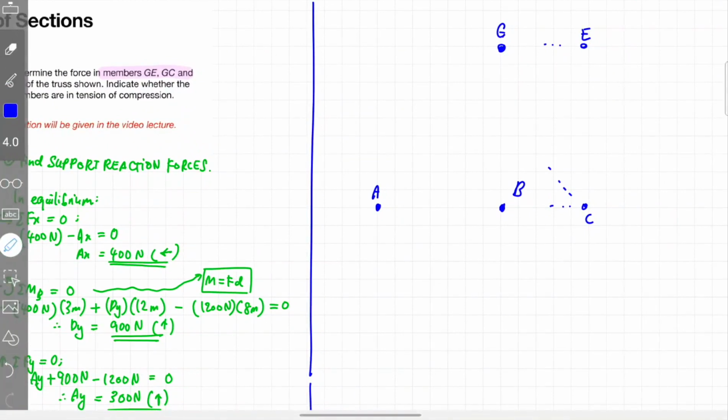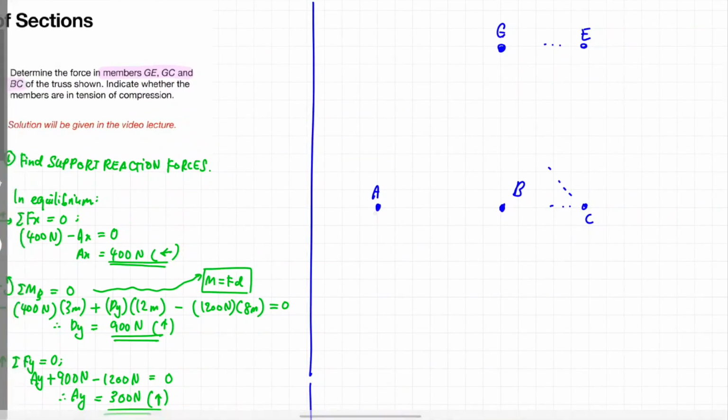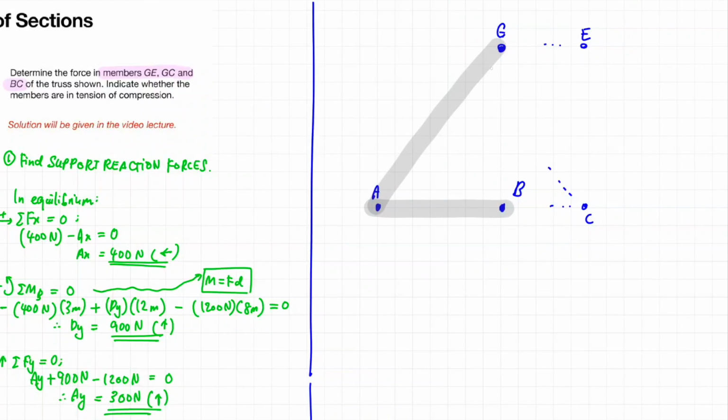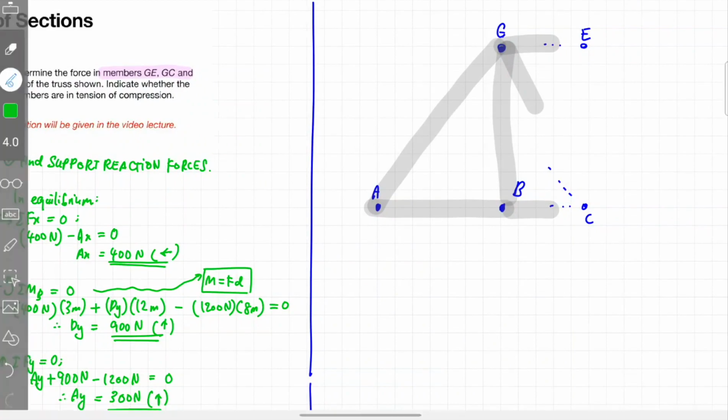Okay, now let us draw the truss members connecting each joint. So there is a truss member connecting joint A and joint B, another truss member connecting joint A and joint G, and then another truss member connecting joint G and joint B. Okay, so there is a truss member connecting joint G and E. But remember, we already cut it, so we draw it only halfway. And also there's another truss member connecting G and C, but we already sectioned it out, so let's just draw only the half part of it. And finally, another truss member connecting joint B and C. Again, similarly, we already sectioned it out, so we just draw only one half of the truss member.